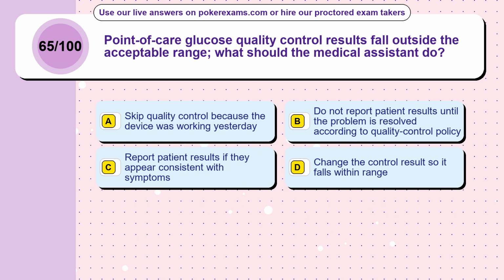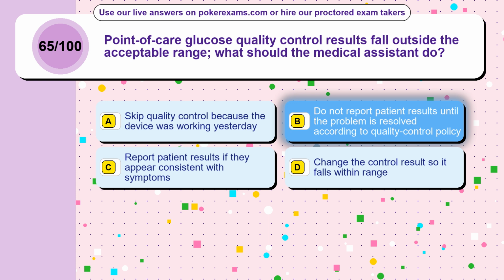Question 65. Point-of-care glucose quality control results fall outside the acceptable range. What should the medical assistant do? Option A. Skip quality control because the device was working yesterday. Option B. Do not report patient results until the problem is resolved according to quality control policy. Option C. Report patient results if they appear consistent with symptoms. Option D. Change the control results so it falls within range. The correct answer is option B. Do not report patient results until the problem is resolved according to quality control policy.